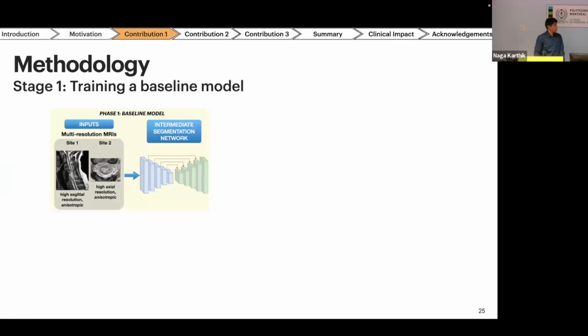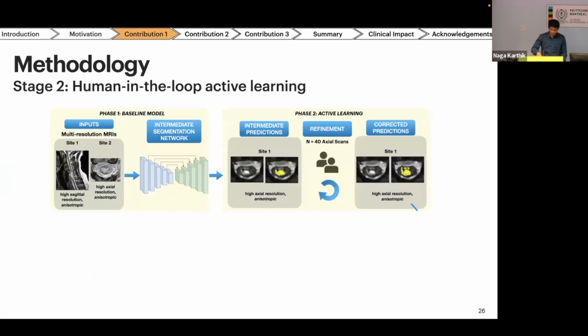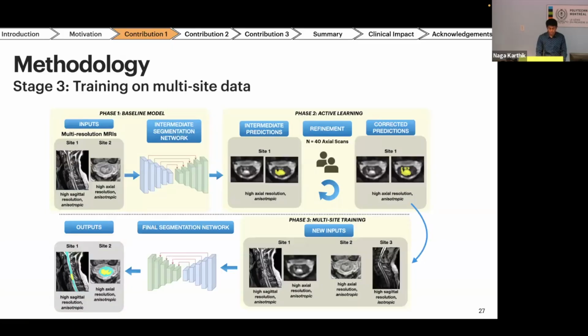For the training, we used a three-stage approach. In the first stage, from a small labeled sample of the data, we trained an intermediate model. Based on the unlabeled set that we have, we got initial segmentations from this intermediate model and then refined them using a human-in-the-loop active learning approach. And then we added them back to the training set to do a final multi-site training to get the final network, which segments the spinal cord and the lesion, as we can see at the bottom here.